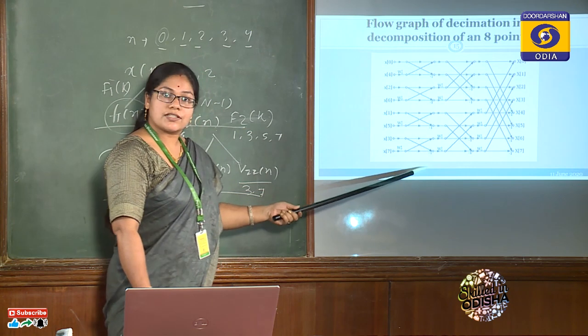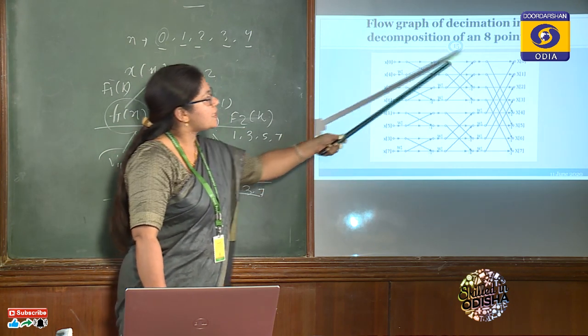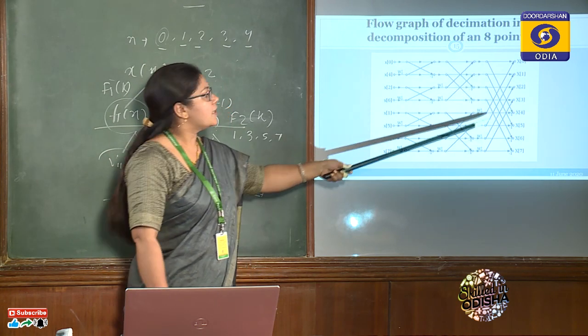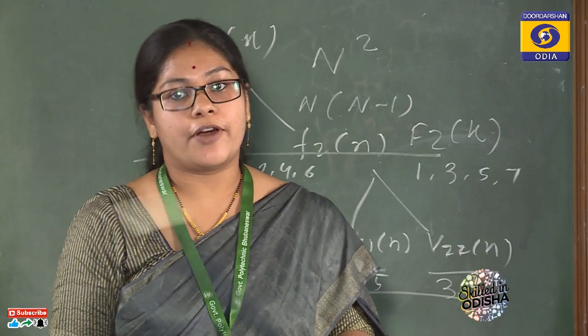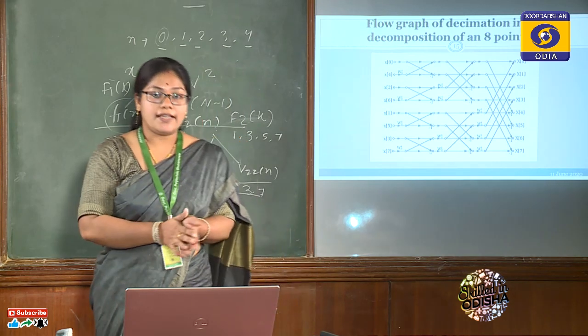Similarly, you can get these 2-point DFTs. Next, taking these 2-point DFTs, you calculate the 4-point DFTs using again the basic butterfly concept. Then finally you will get the 8-point DFT. This is for 8 points. Similarly, you can build your own 16-point, 32-point DFT also. Now this completes your FFT.